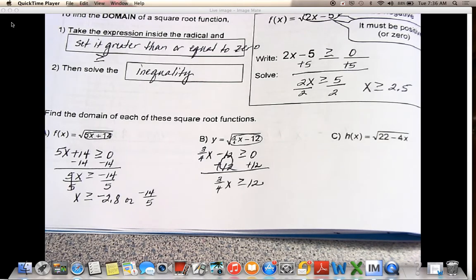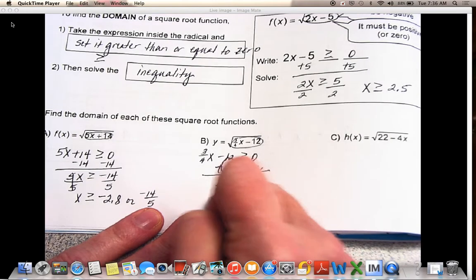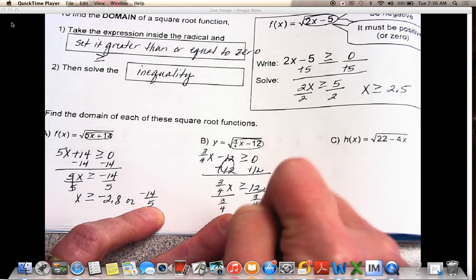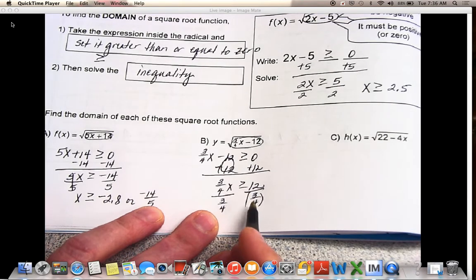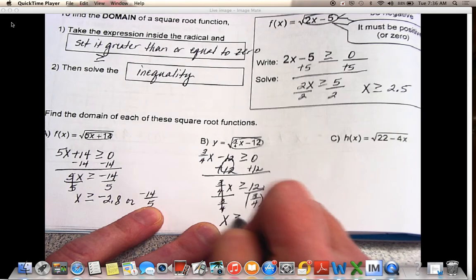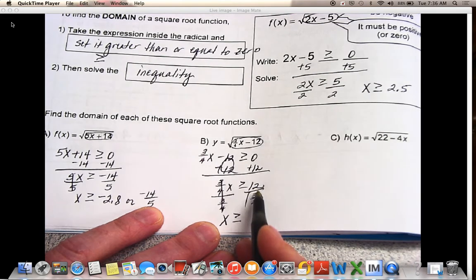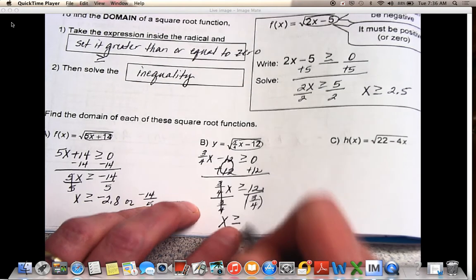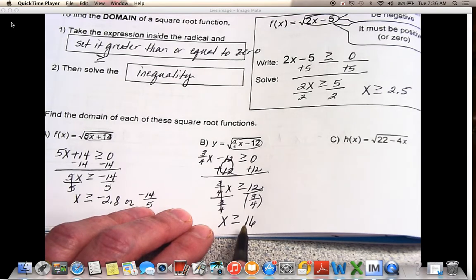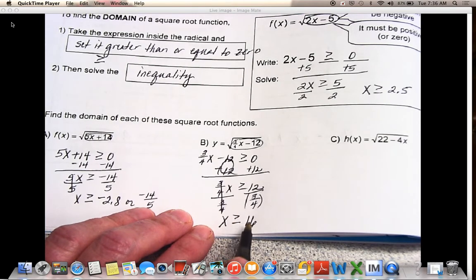So the last thing we need to do, sorry about that, we're going to take this 3/4 x. They're multiplying by 3/4, so we're going to divide by 3/4. Remember, when you put that in your calculator, put that in parentheses. So this will cancel and we'll be left with x greater than or equal to 12 divided by, and then in parentheses, 3/4. That would give you a 16. And so this would end up being our domain, x greater than or equal to 16.